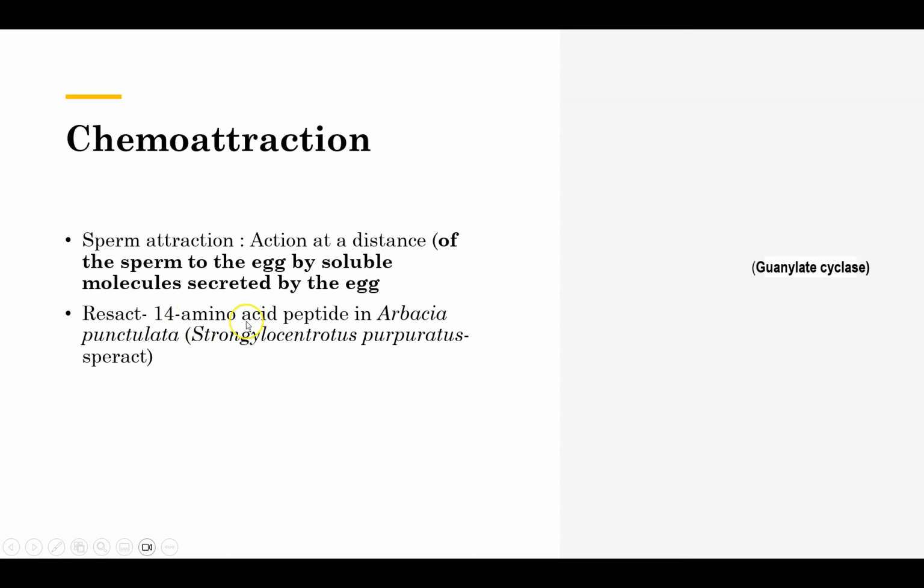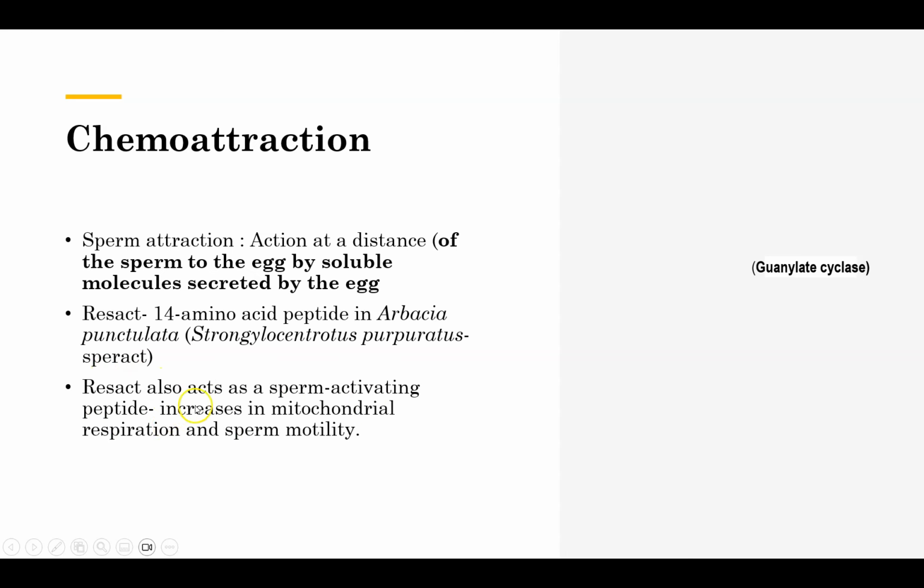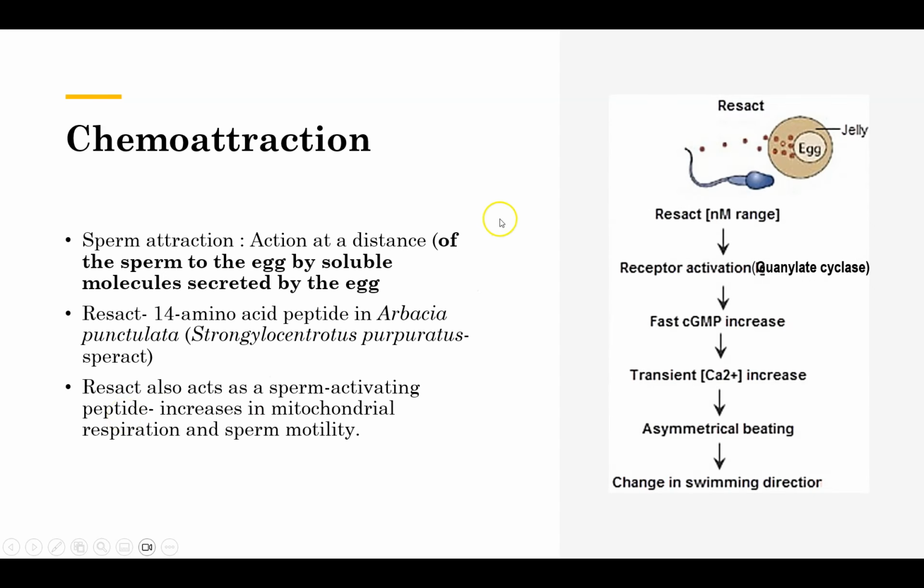So Resact is a 14 amino acid peptide in Arbacia punctulata, and in Strongylocentrotus purpuratus, this sea urchin species, Speract is the chemoattractant. Resact acts as a sperm activating peptide. When you have the chemoattractant released from the egg jelly layer, the sperm will sense this chemoattraction source and it will migrate to it. Okay, it will be flowing towards it.